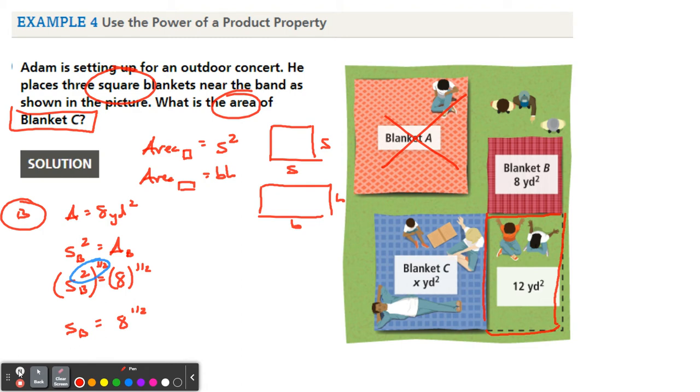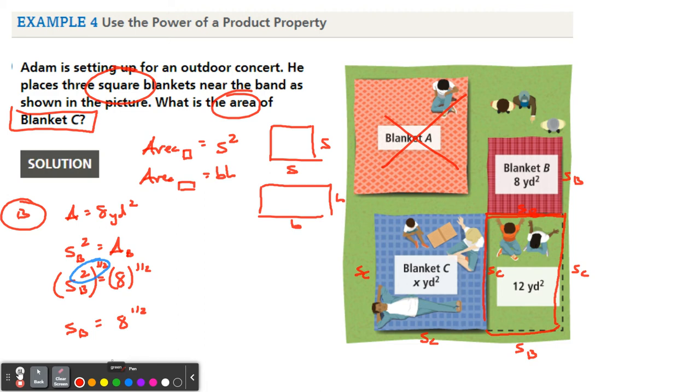Now, how's that going to help me? Well, the side length of B is right here and right here. It's also the base of the rectangle. The side length of C, which I really want to find so I can find the area, here and here, is also the height of this rectangle. So knowing one side of this rectangle and the 12, I can find the side length of C and use it to find the area of C. This is a multi-step problem.